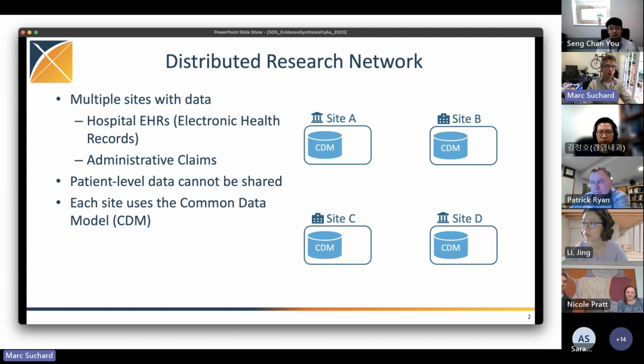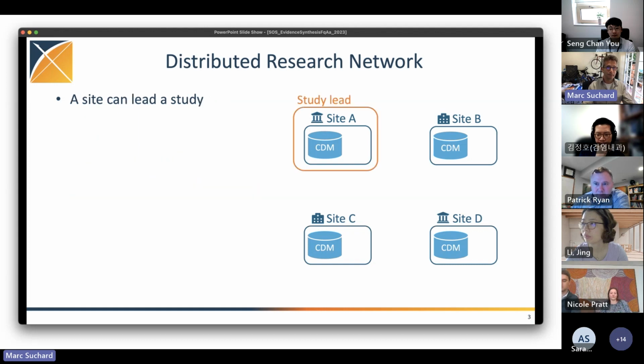We're all very familiar that we're running the SOS challenge across a distributed network, which includes many of us as different data partners across many different types of healthcare systems. Across many of these healthcare systems or data sources, the important thing to remember is patient-level data itself almost surely cannot be shared. And so that introduces a number of difficulties when we want to generate aggregate evidence across many different types of data sources and healthcare systems.